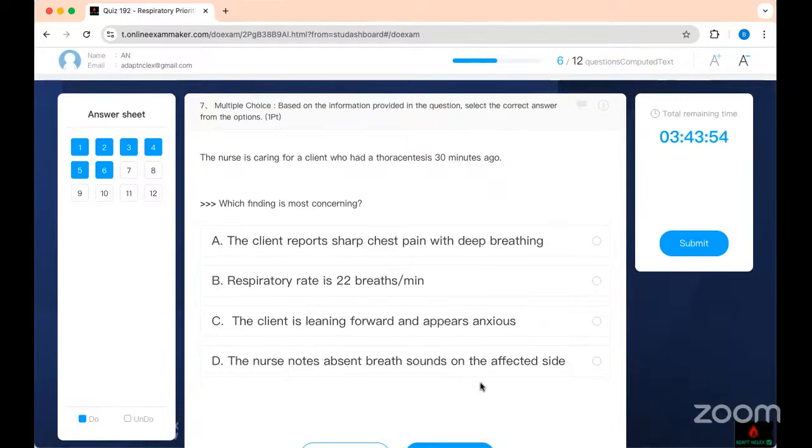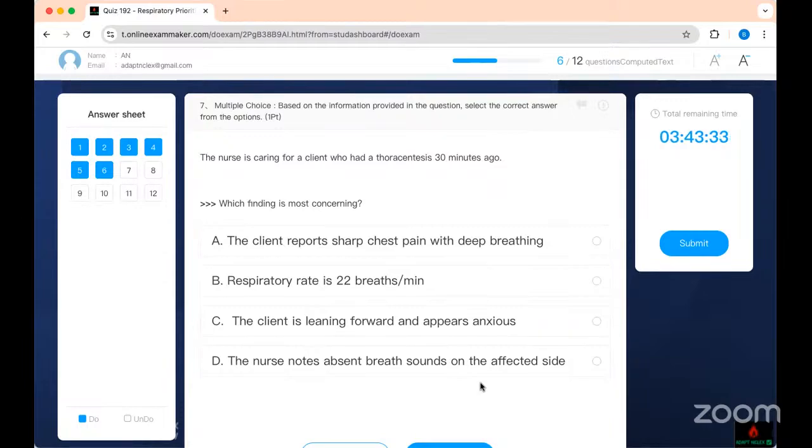A client reports chest pain with deep breathing. Of course, after thoracentesis, you're going to have it because of the needle stick. Now, respiratory rate of 22. It's not that bad. It's a little high, but because you just had a procedure, the client is leaning forward and appears anxious. Yeah, something is not going well.